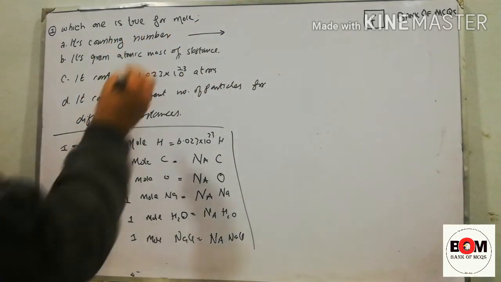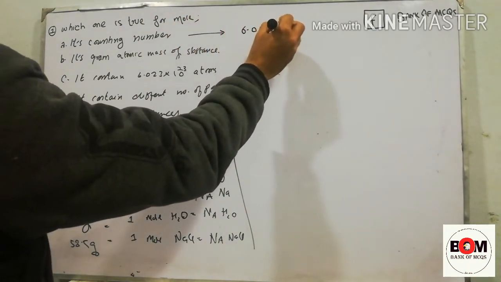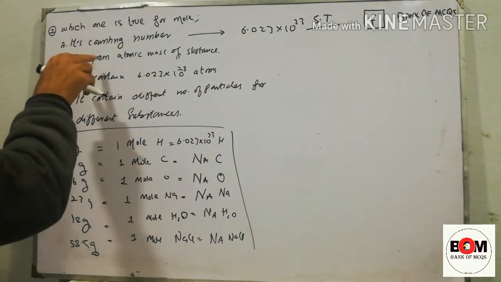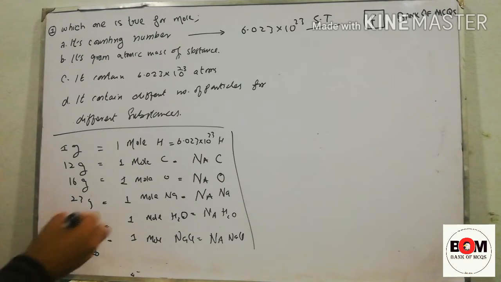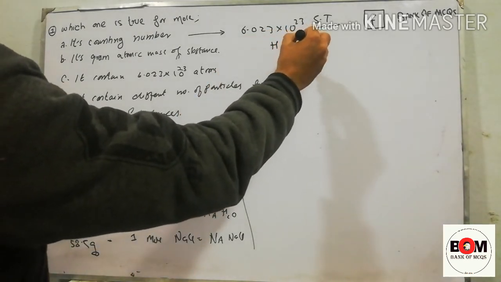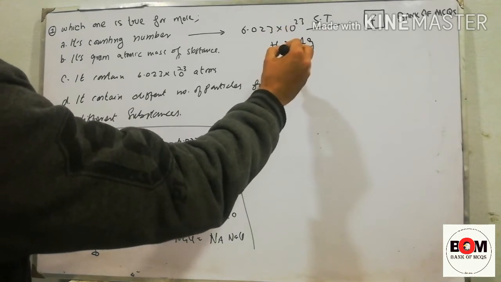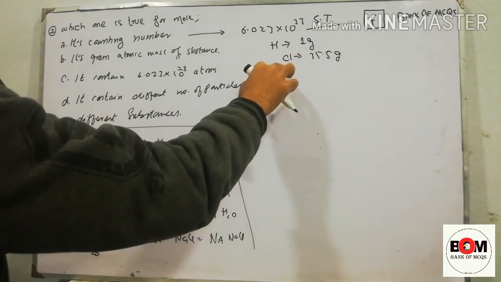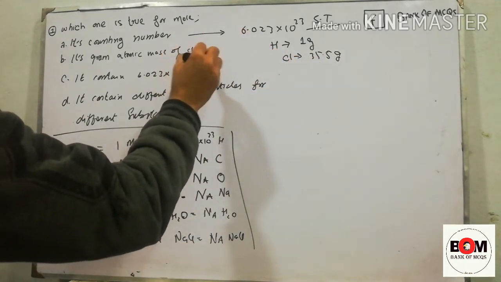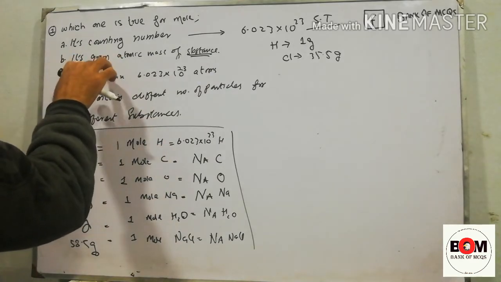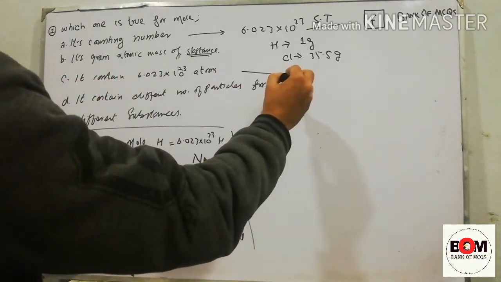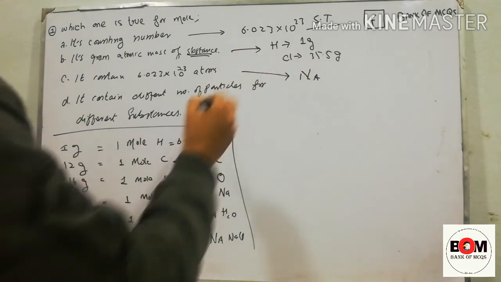So yes, we know that mole is the counting number that is used for 6.023 × 10^23 similar things. Now, it's the gram atomic mass of the substance. Yes, for hydrogen, 1 mole is 1 gram, because 1 gram is its atomic mass. For Cl, 35.5 is its atomic mass. So for each substance, 1 mole is the gram atomic mass of that substance. Now the third: it contains 6.023 × 10^23 atoms. Yes, it does, and this number is also called the Avogadro number.